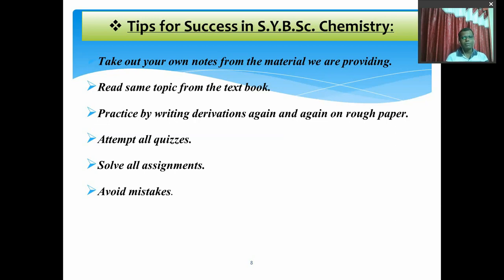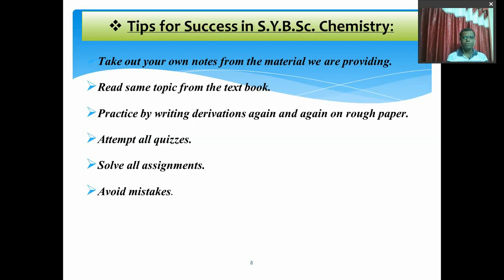Again, read the same topic, whatever topic that we are going to cover in the lecture with the online teaching mode. I will request you all to read the same topic from the textbooks which are available in our library. So I will request all the students of SYBSC chemistry either to purchase the books or to issue the books from the library and read the same topic that we are going to cover in the lecture from the textbook also.